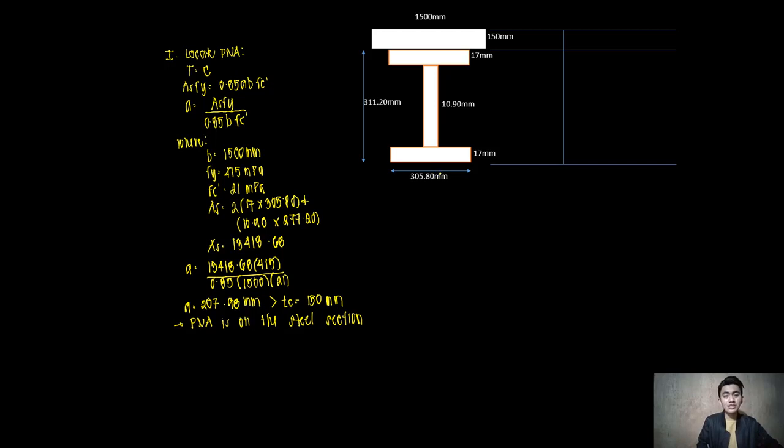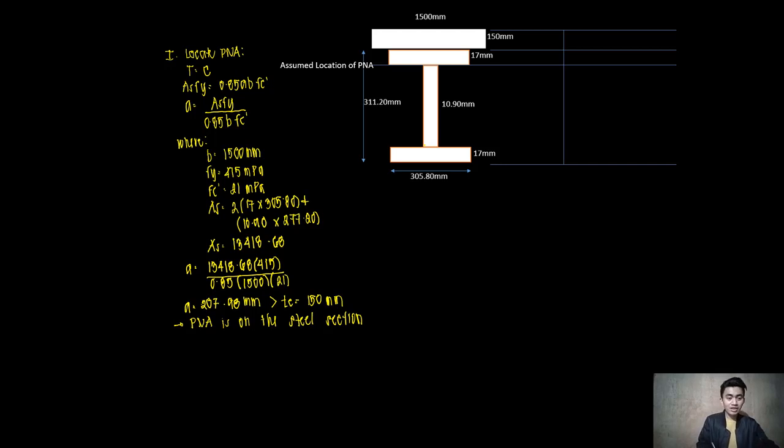The first step is to assume a location now for your plastic neutral axis. Say for example, let us assume that the location of our plastic neutral axis is here at the bottom now of the flange of our I section. So that is just an assumption, as an assumed location of our PNA. So from there, let us now proceed with our computation.